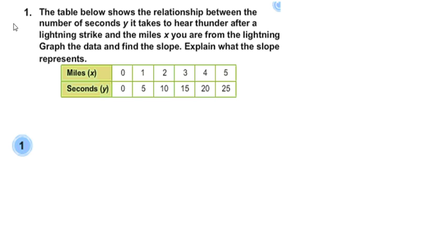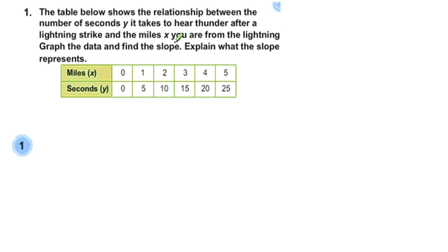Example 1. The table below shows the relationship between the number of seconds, y, it takes to hear thunder after a lightning strike, and the miles, x, you are from the lightning. You're going to graph the data and find the slope. Explain what the slope represents. Okay, so this is a 3-part question. You're going to have to graph, you're going to have to find the slope, and then you're going to have to tell what it represents.